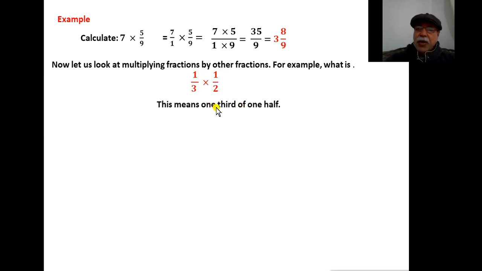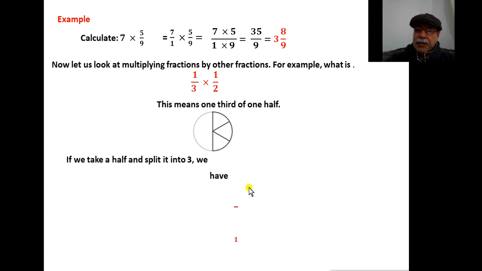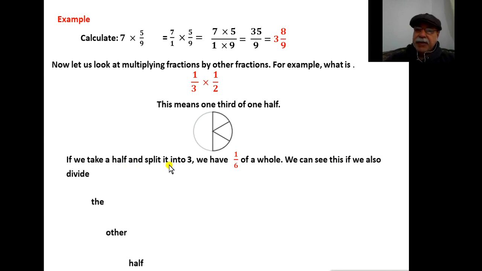This means 1/3 of 1/2. Of means times. 1/3 times 1/2. You see this is the third, 1 2 3, and this is the half. Why do we multiply this half times a third? If we take the half and split it into 3, we have 6.